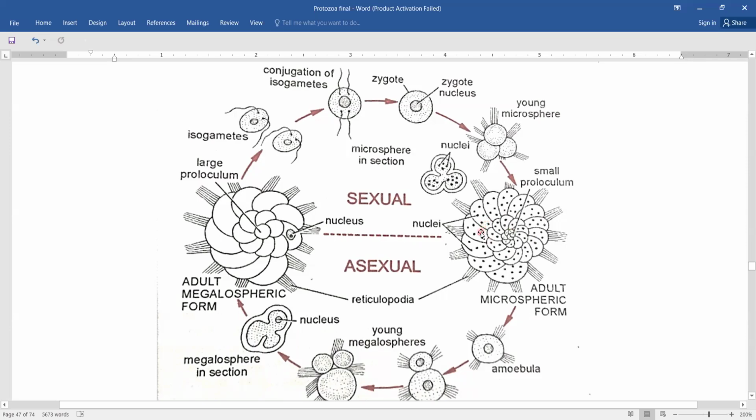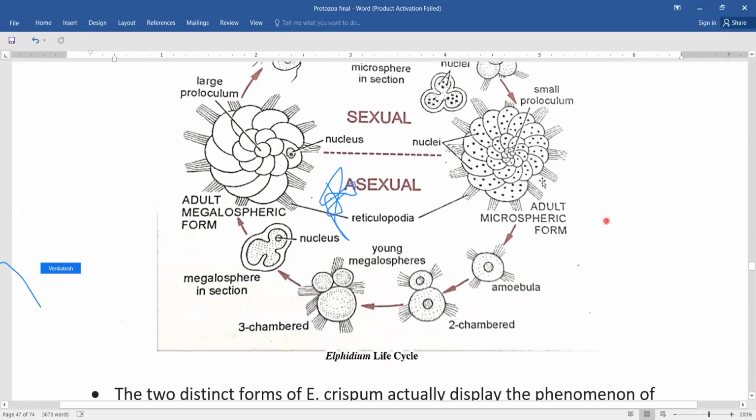Each microspheric form releases its cytoplasm in the form of a lump of protoplasm having many nuclei. Each nucleus acquires some amount of cytoplasm to form many amoebulae. Each amoebula will become an adult megalospheric form, which is the sexual form. This is the asexual form.